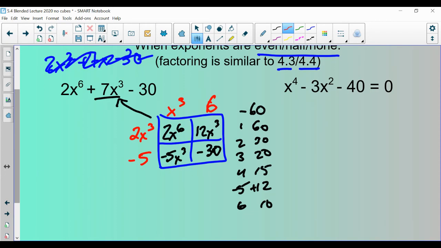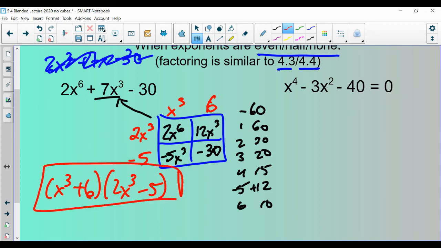And then as our check, do 6 and negative 5 multiply to negative 30? They definitely do. So my factors are this in parentheses and this one in parentheses. Answer. That's it factored completely.